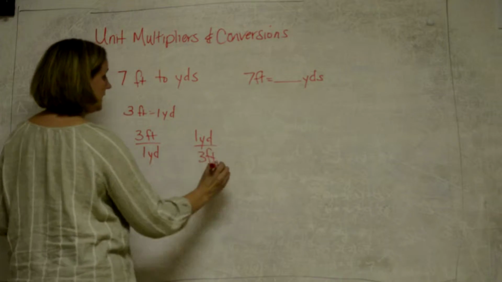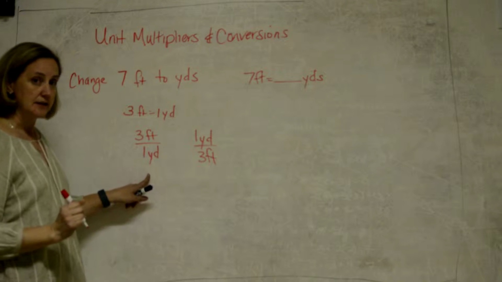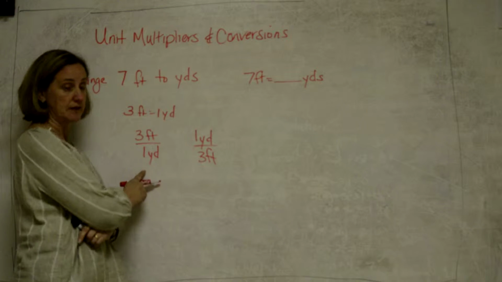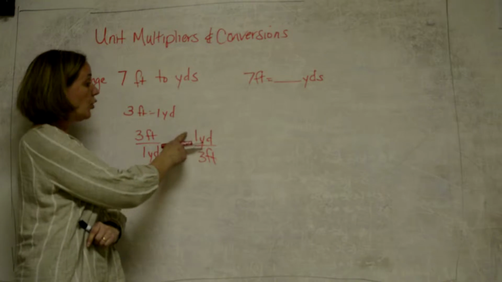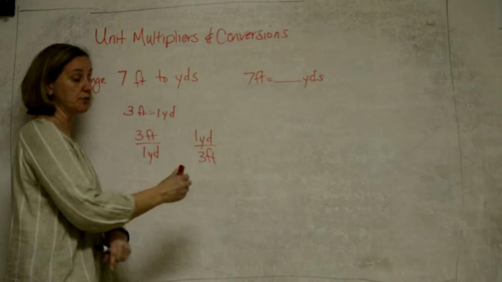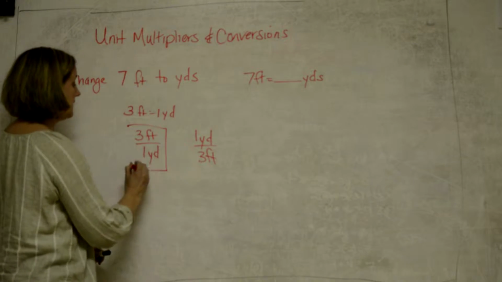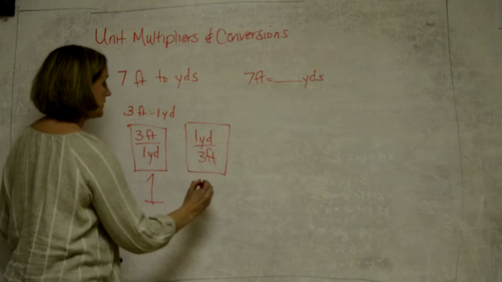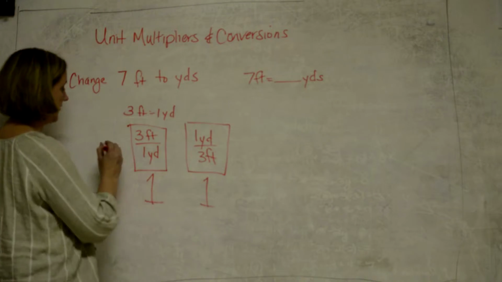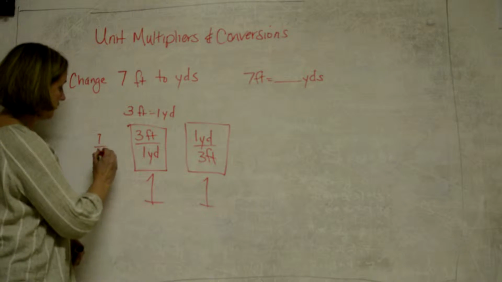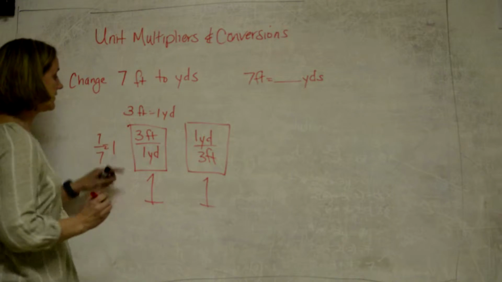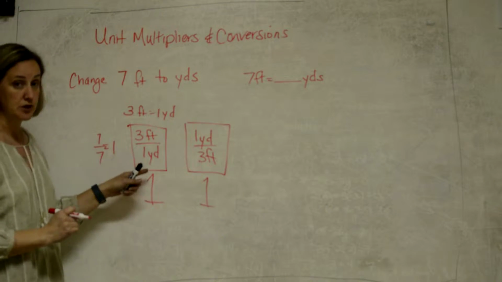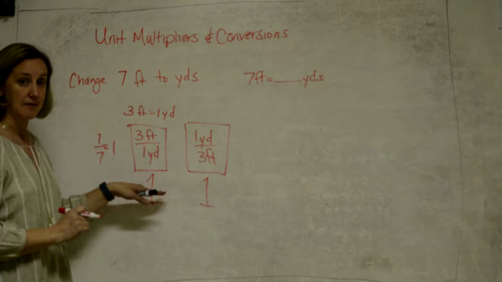Now, what I want you to understand, the reason we call these unit multipliers is because I can multiply something by 3 feet over 1 yard, or I can multiply something by 1 yard over 3 feet, and I'm essentially multiplying it by the number 1. This is the same thing as saying 7 over 7 is equal to 1, because 3 feet is equal to 1 yard. So this is the exact same thing.